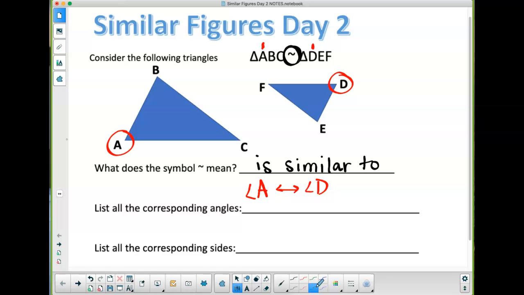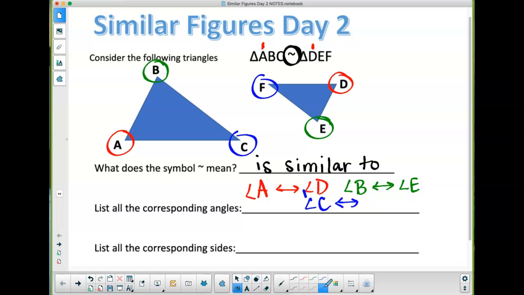Go ahead, Brinley. B and E. Angle B corresponds. Remember that double-sided arrow means corresponds, and so you should be writing this down, Travis. Angle E. If you're writing it down as I'm writing it down, then you don't have to play catch up. So the last set of corresponding angles is angle C. Angle C corresponds to angle F.